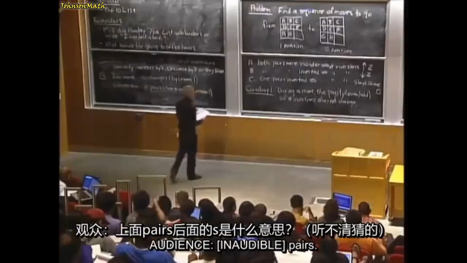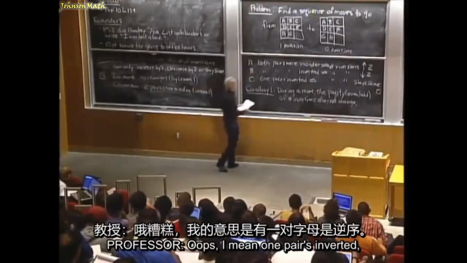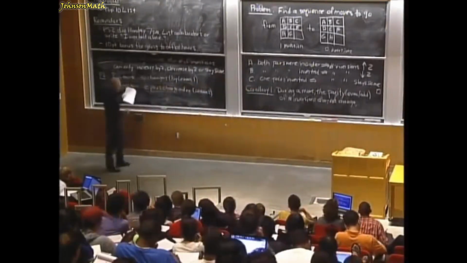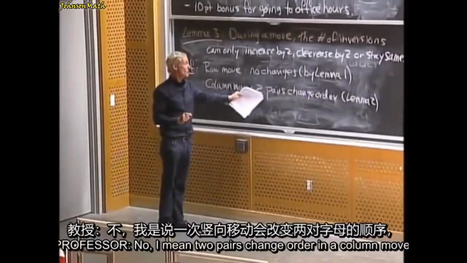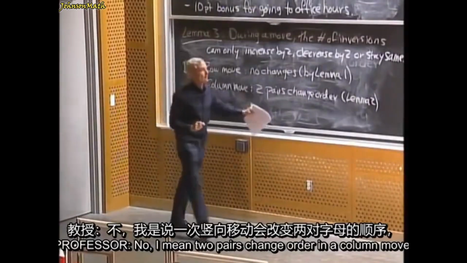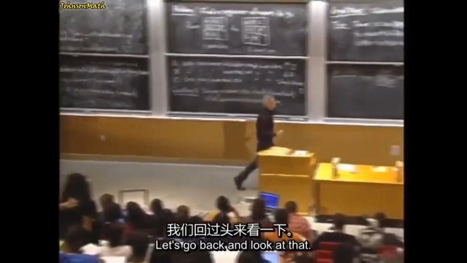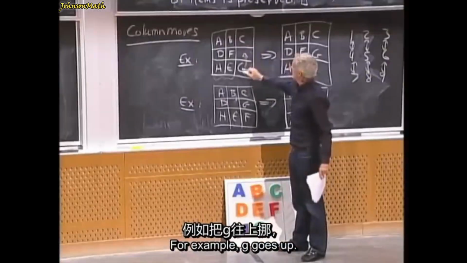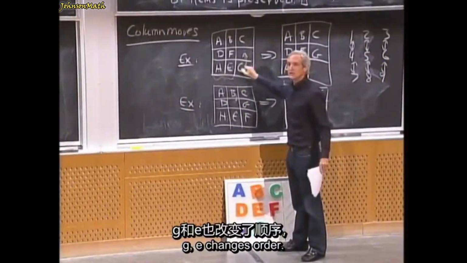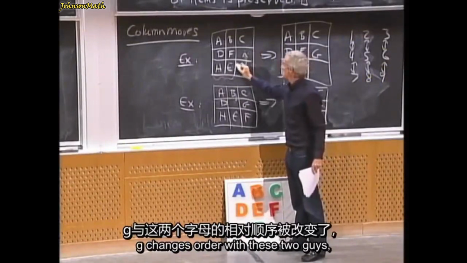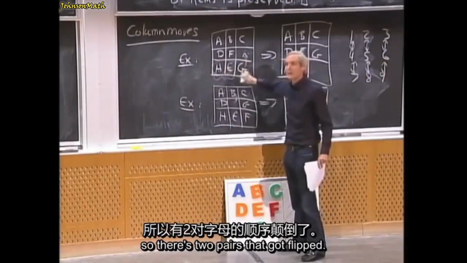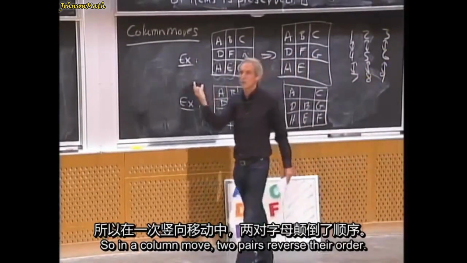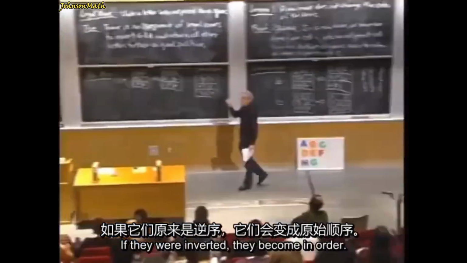Oops. I mean one pair is inverted, one pair is not. No, I mean 2 pairs change order in a column move. Right? Let's go back and look at that. So I'm doing a column move. For example, G goes up, GH changes order, GE changes order. G changes order with these 2 guys, so there's 2 pairs that got flipped. All right? So in a column move, 2 pairs reverse their order. If they were in order, they become inverted. If they were inverted, they become in order.